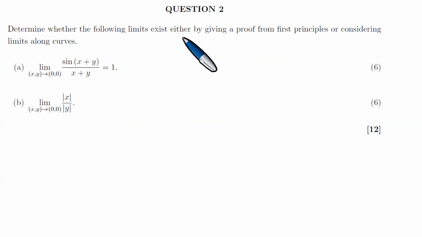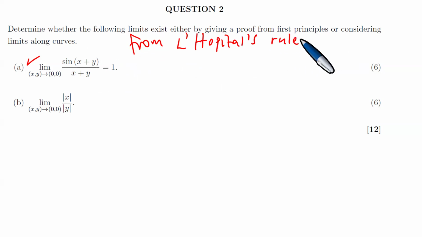Determine whether the following limits exist, either by giving a proof from first principles or by considering limits along curves. We shall look at this limit and how it is done. First, we focus on the first question. This one is our old friend from calculus one. To do it, we use L'Hopital's rule. From L'Hopital's rule, we know that the limit as z tends to 0 of sine z over z equals 1.